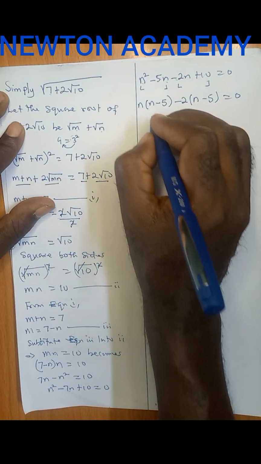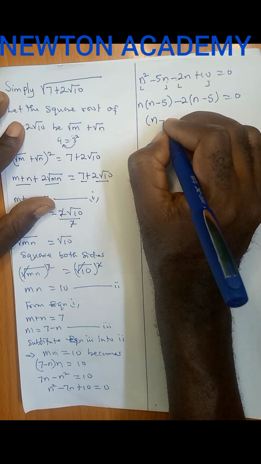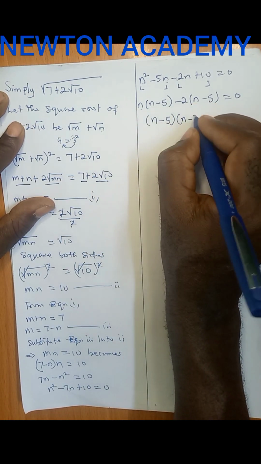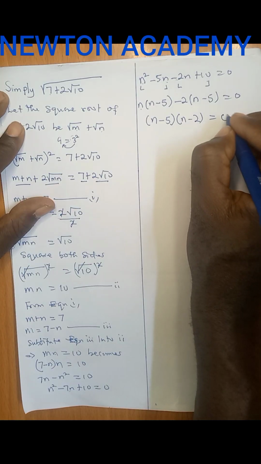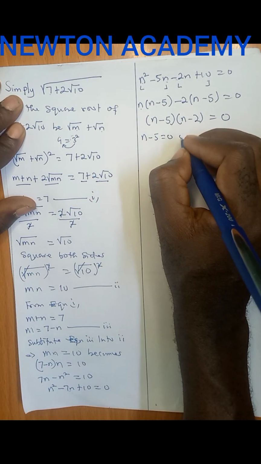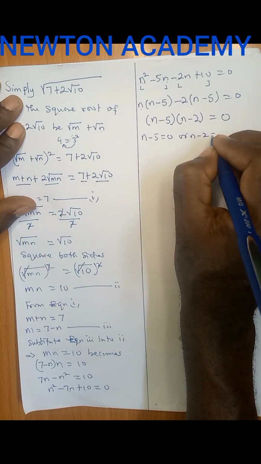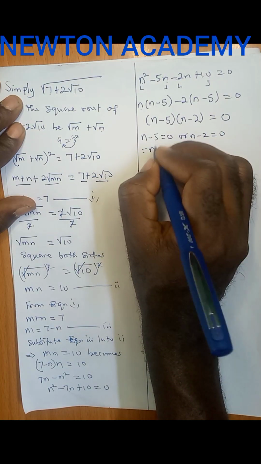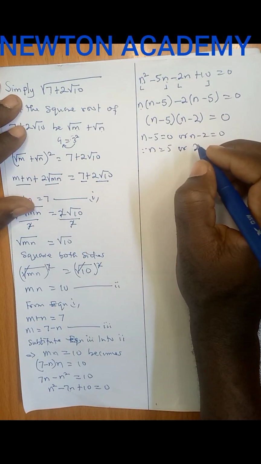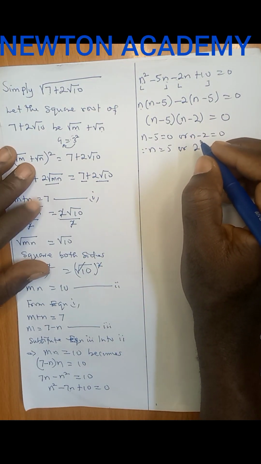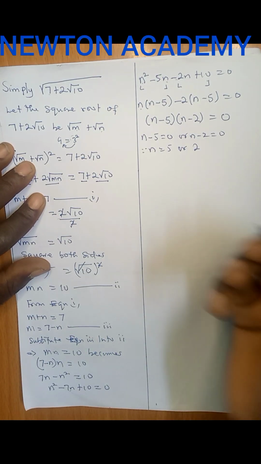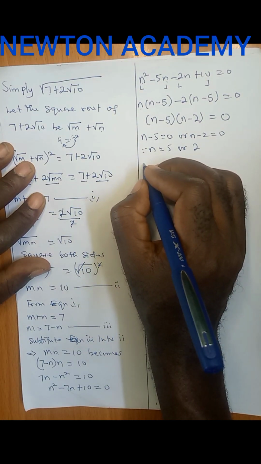Then this and this are the same. Then we pick one of them. We have n minus 5 into n minus 2 is equal to 0. Now we say n minus 5 is equal to 0, or n minus 2 is equal to 0. Therefore n is equal to 5 or 2. Now I've gotten two values for n. That means we are also going to get two values for m.